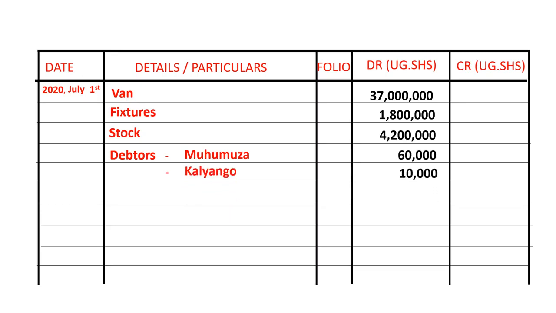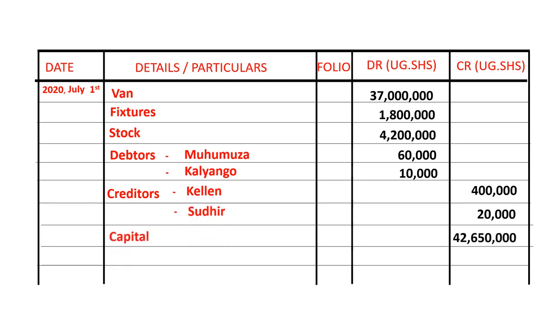Then we shall go ahead and start with the creditors, which happen to be liability accounts, and these are credit entries. The creditors we have here are creditor Kellen, and that is 400,000. Then we have creditor Sudil, which is 20,000. Then finally, we have the capital account, which happens to be 42,650,000 on the credit side of the general journal.